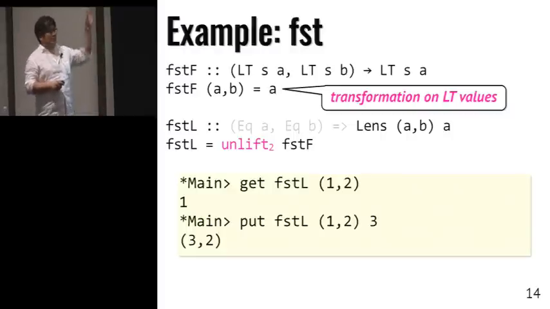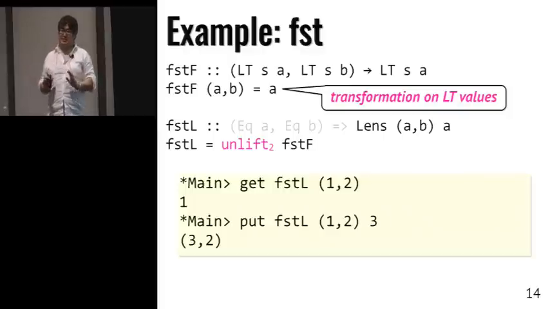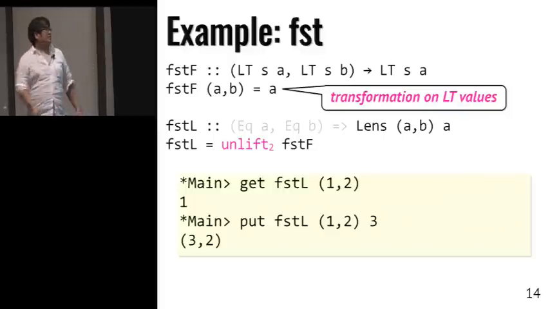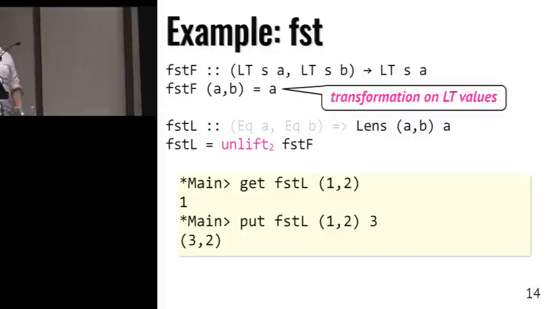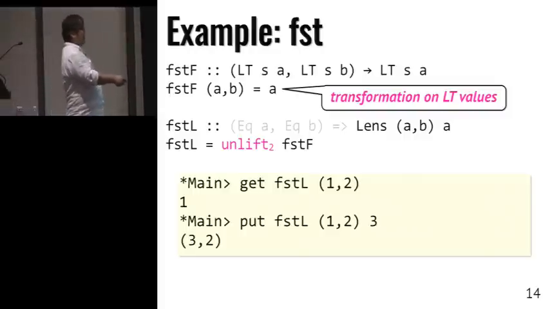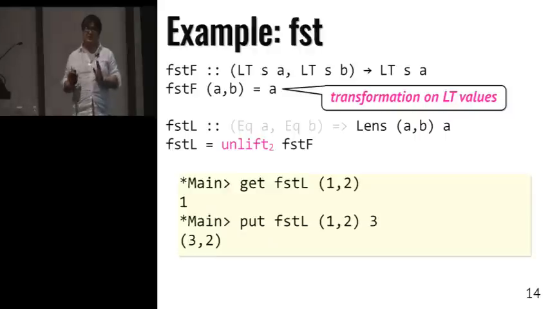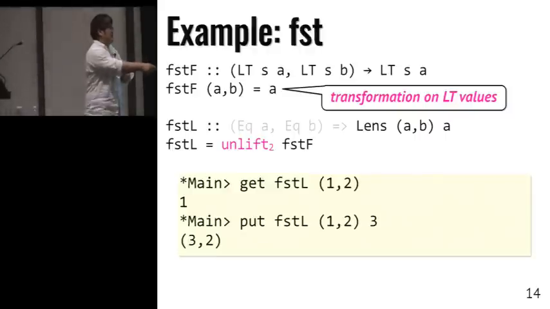From the transformation on LT type values, we can obtain a lens by using the unlift function. For example, we apply unlift to the function first f, and we obtain the lens first L. This is the behavior of the obtained lens. If we apply get first L to the pair of 1 and 2, we obtain 1. If we update this 1 to 3 and reflect this view update to the original source, we obtain the pair of 3 and 2.